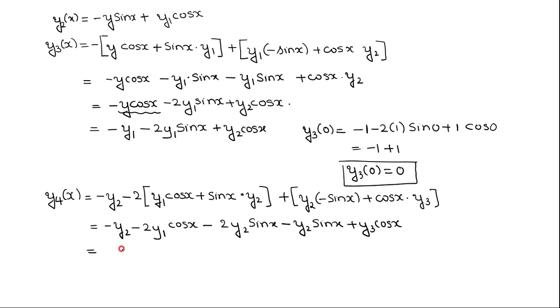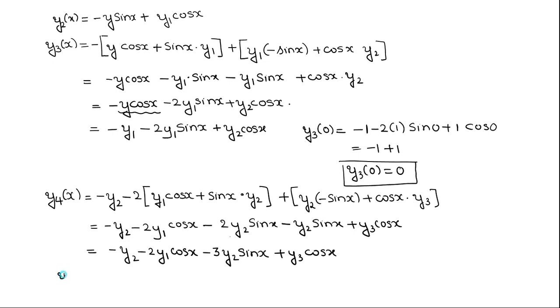So this we have it as minus y2 minus 2y1 cos x minus 2y1 cos x. Here these terms are same, so adding it is minus 4y1 cos x, minus 3y2 sin x plus y3 cos of x. So this is the differentiation up to fourth order.